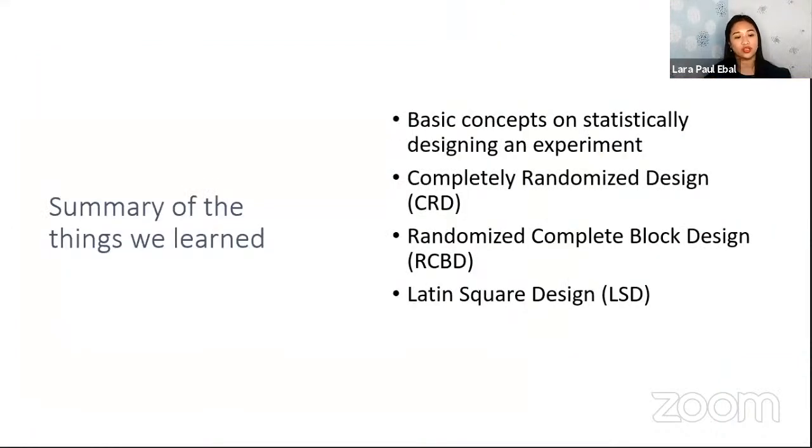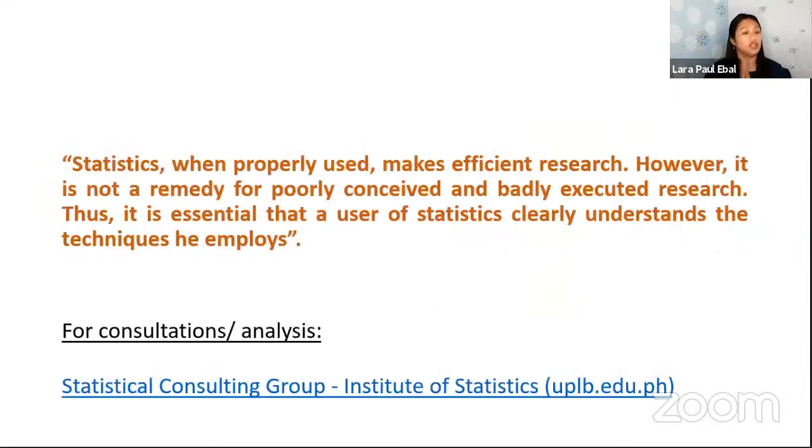Okay, so now I think we're done. So this is now the summary. First, we had this basic concept, so the terms, the principles, and the design structures. So you were introduced with the different design structures and treatment structures. And then we also had this CRD, then RCBD, then LSD. And then final note, statistics when properly used makes efficient research. However, it is not a remedy for poorly conceived or badly executed research. Thus, it is essential that a user of statistics clearly understands the techniques he employs.